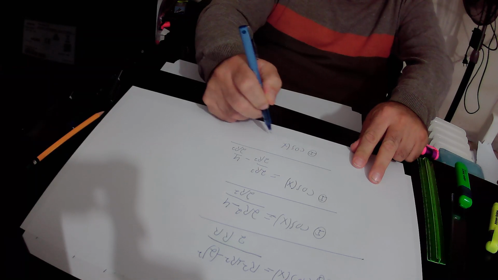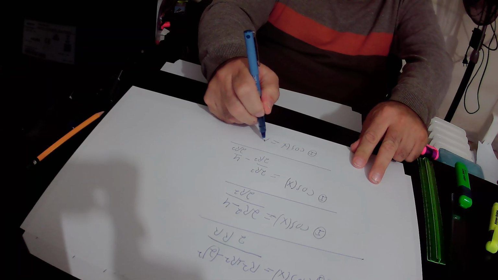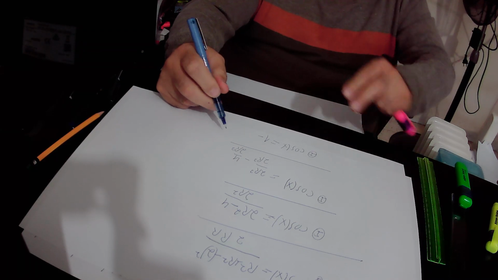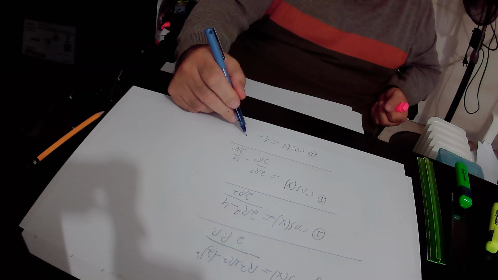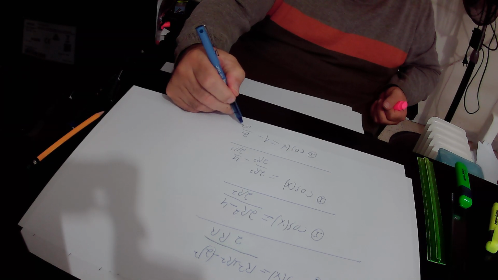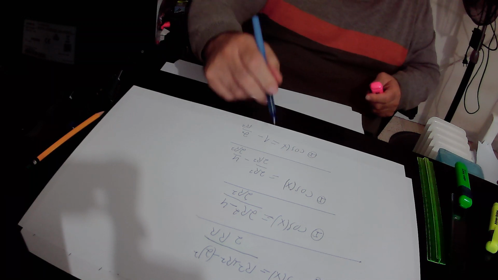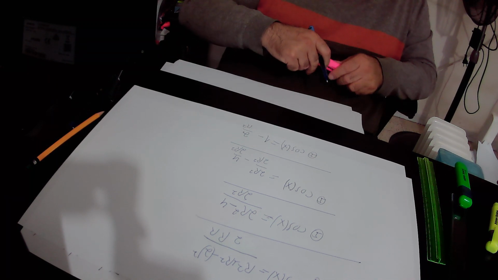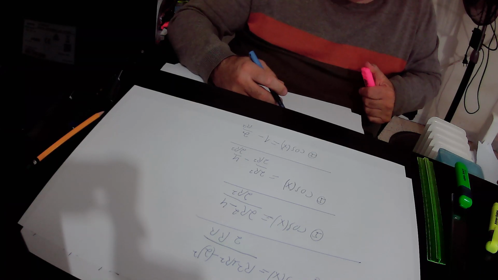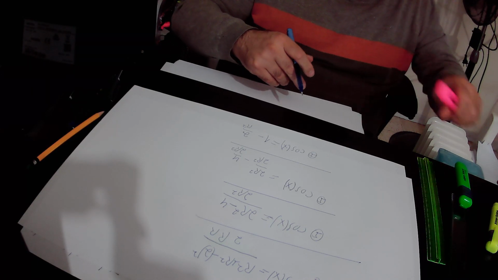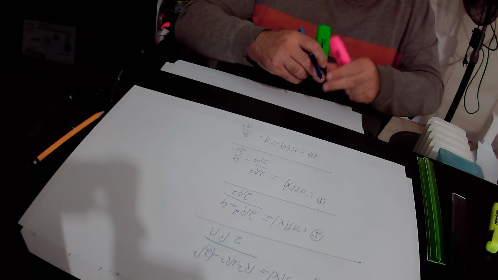Cosine x equals 2r squared over 2r squared is 1. 4 over 2 is 2, so in the numerator we have 2 over r squared. This is actually equation number 1. Cosine x equals 1 minus 2 over r squared. Okay, this is equation number 1.